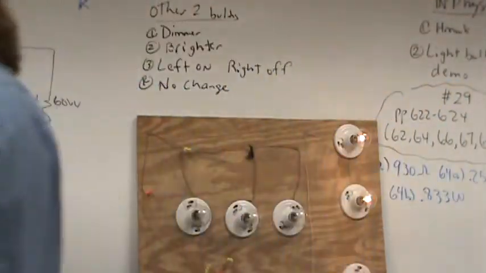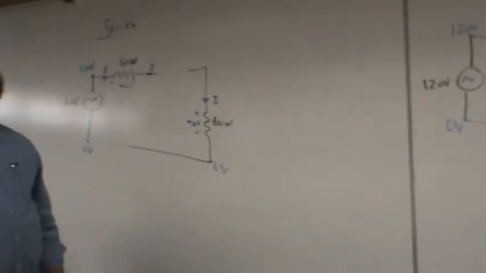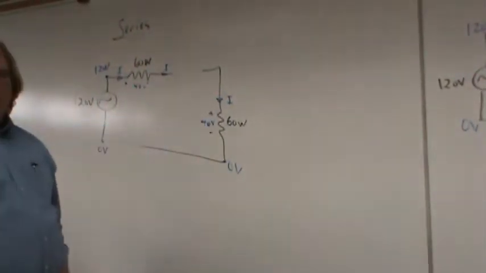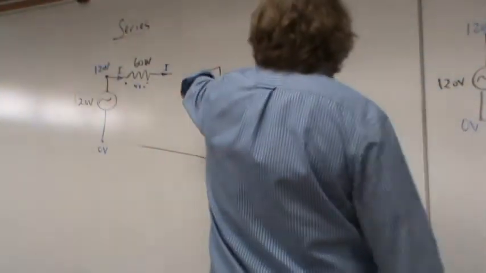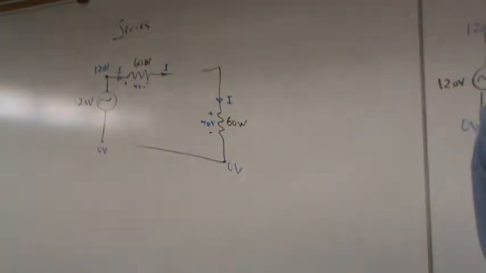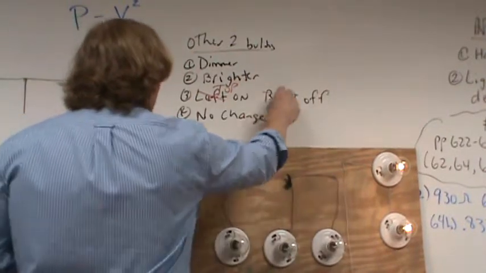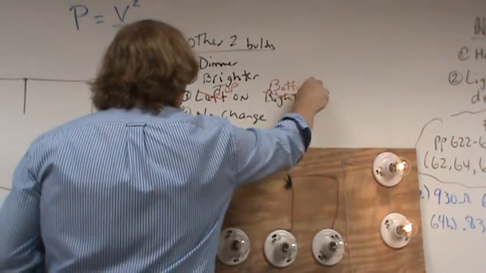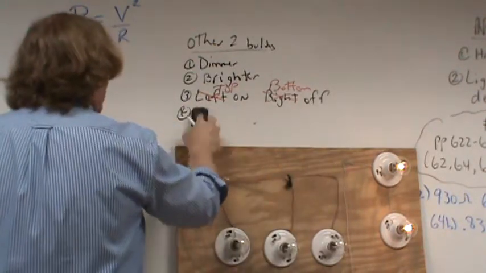I'm now going to remove the center resistor, the center bulb, from the series circuit and leave it as an open circuit. The circuit's going to look just like that. Tell me, the other two bulbs, do they get dimmer? Do they get brighter? Does the top bulb stay on, but the bottom bulb turns off? Or how about if I just say they both turn off?